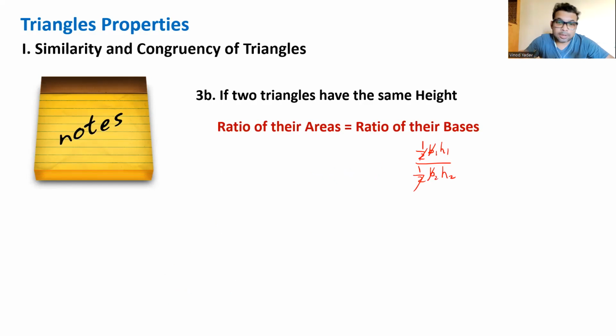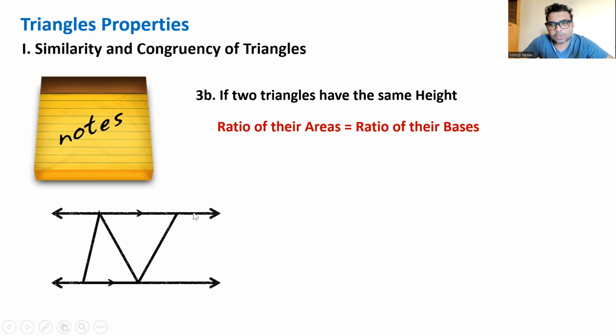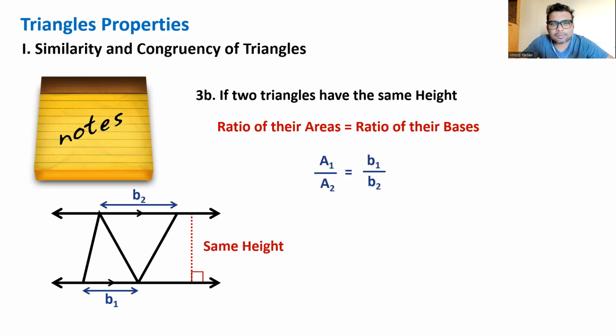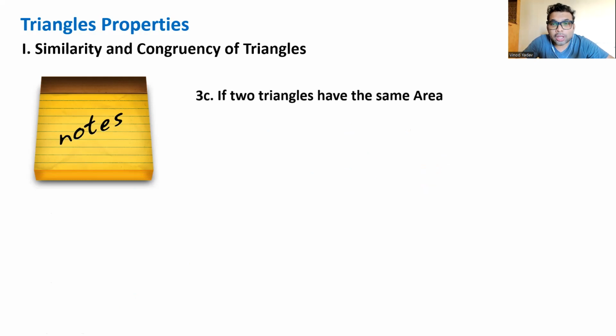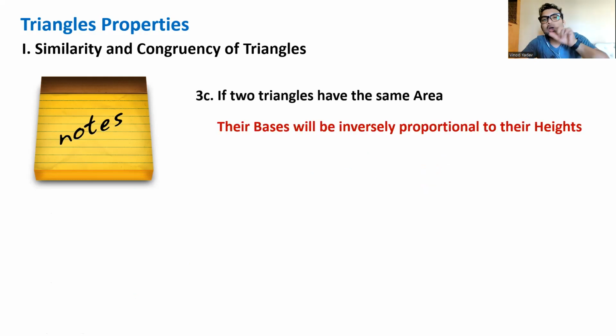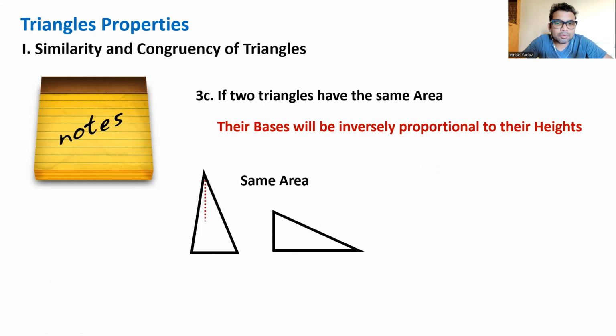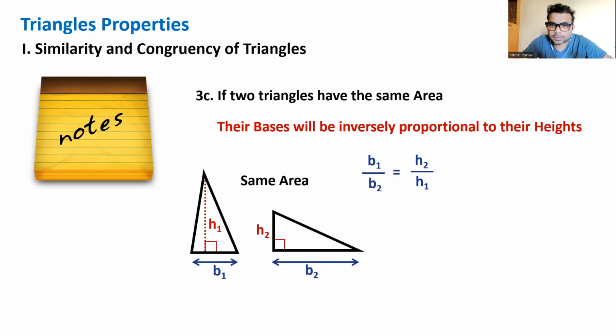And if they have same height, the ratio of bases. See these two triangles. If two triangles have same area, A1 equal to A2, so half B1 H1 equal to half B2 H2, so B1 H1 equal to B2 H2, so ultimately B1 upon B2 is equal to H2 upon H1. The bases will be inversely proportional to their heights.